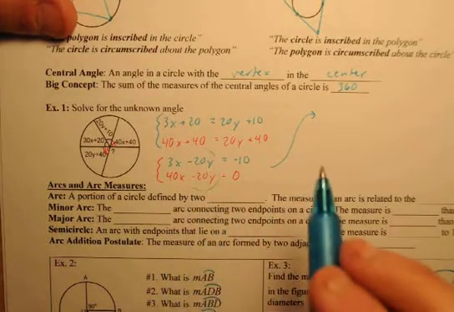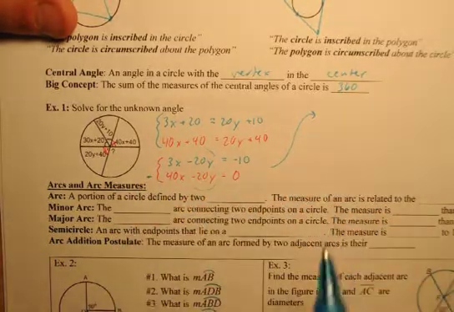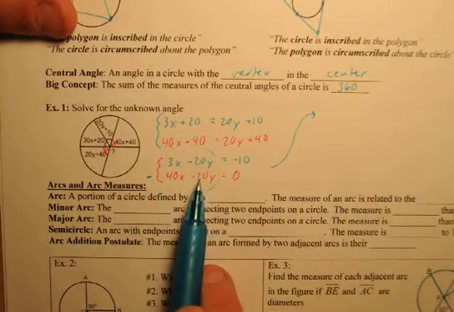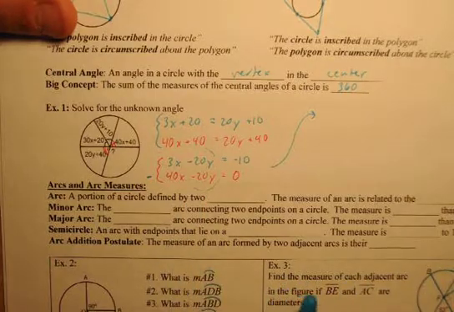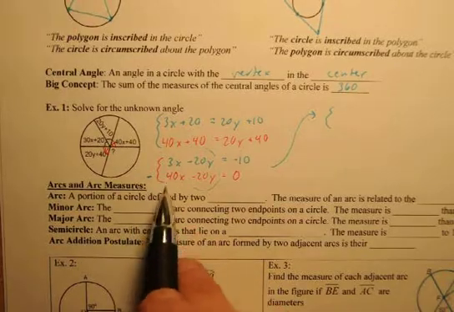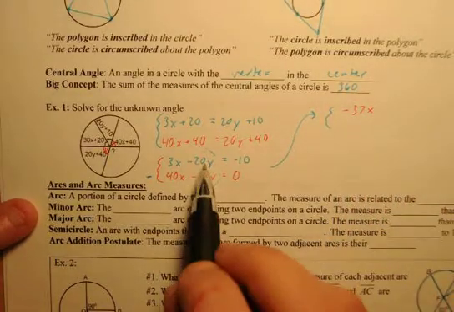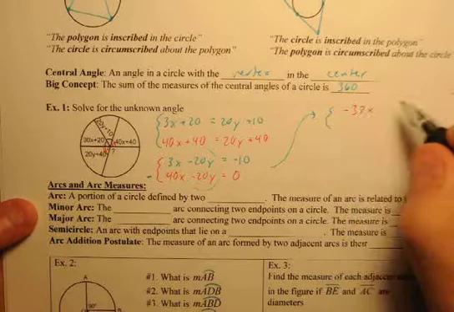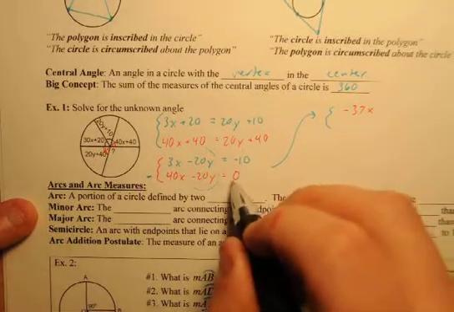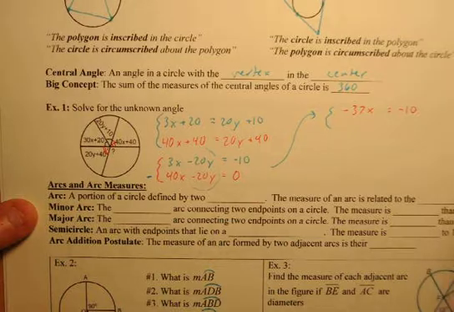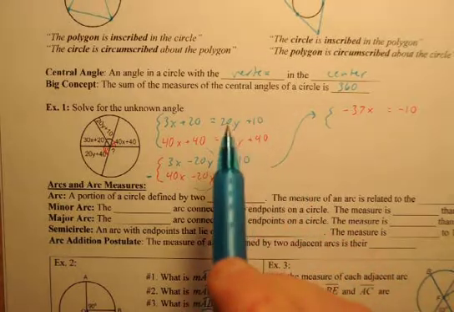I can subtract these from each other, because negative 20 minus negative 20 is 0. So we're going to subtract: what is 3 minus 40? Negative 37. What is negative 20 minus negative 20? 0. What is negative 10 minus 0? That just doesn't seem right. That's annoying.